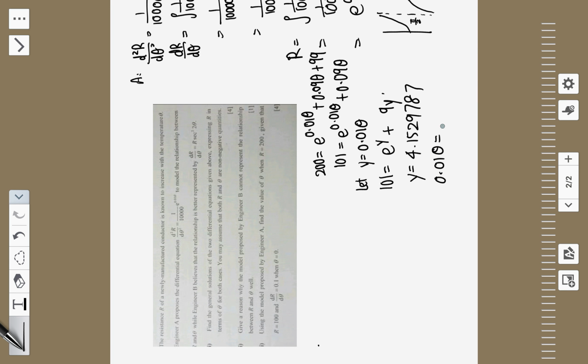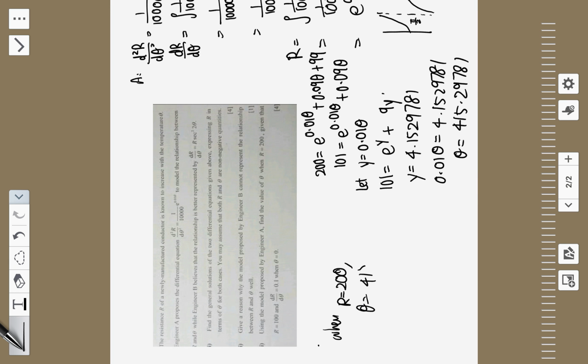Which means that my 0.01 theta is equal to 4.1529781. And that would mean that my theta is equal to 415.29781. So that means when the resistance is 200, when R equals 200, my theta is equal to 415.29781. Okay, and that's it.